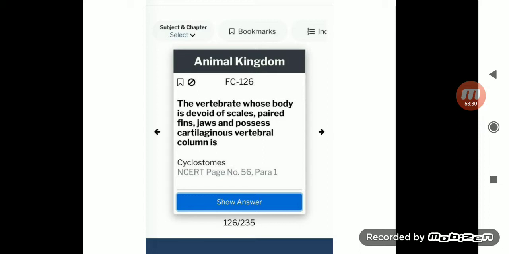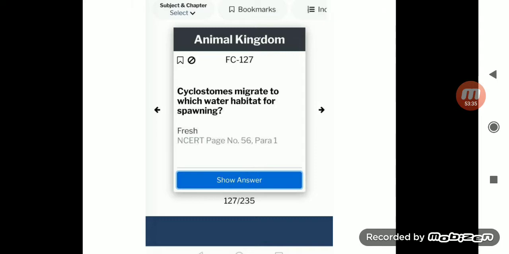Cyclostomes migrate to which water habitat for spawning? Cyclostomes migrate to freshwater habitat for spawning.